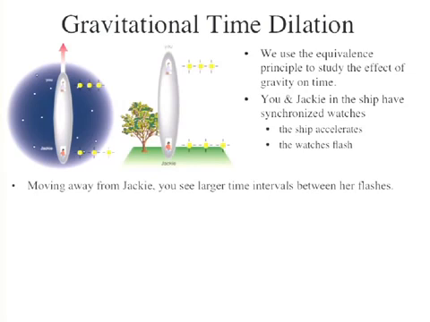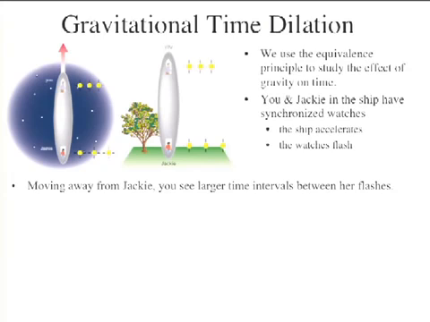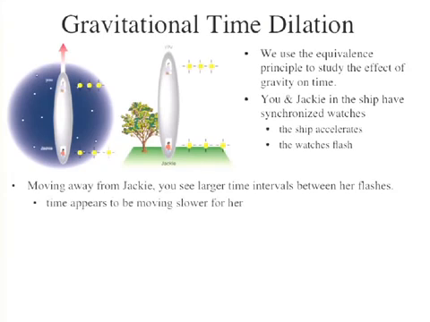All right, moving away from Jackie, you see a time interval between her flashes. She shoots, and you're rushing away, and you see a time interval. So it's not quite the same as you would have thought. That is to say, you see a longer time interval between her ticks. And that means her clocks are running slower than yours. They do not run at the same rate. What does that mean?